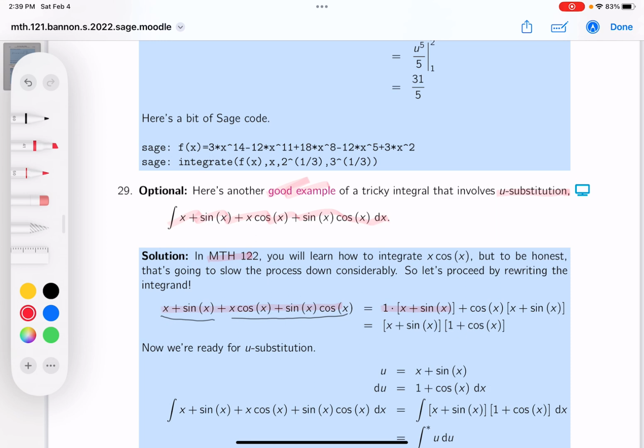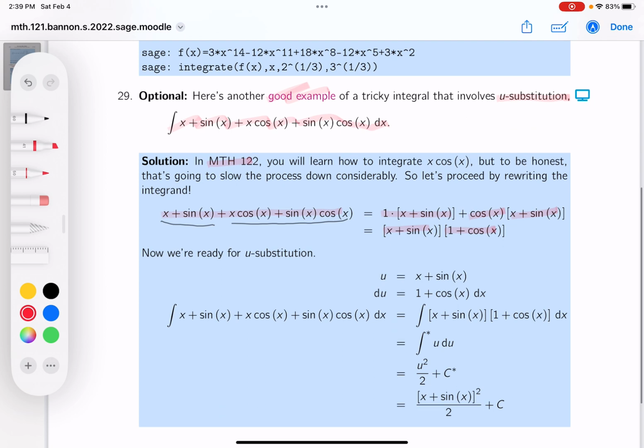what are you going to get over there? Oh boy, you're going to look at that. It's cosine x, right? We left off with x plus sine x. What do I do then? Well, there's a common factor between those two terms, x plus sine x. What you're left with is 1 plus cosine x. Now I see the u substitution.